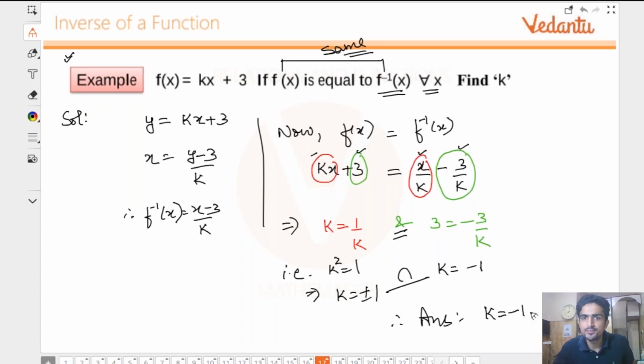Okay, so you need to understand only this thing. When they write for all x, it means they should be same. There's no other concept in this question.